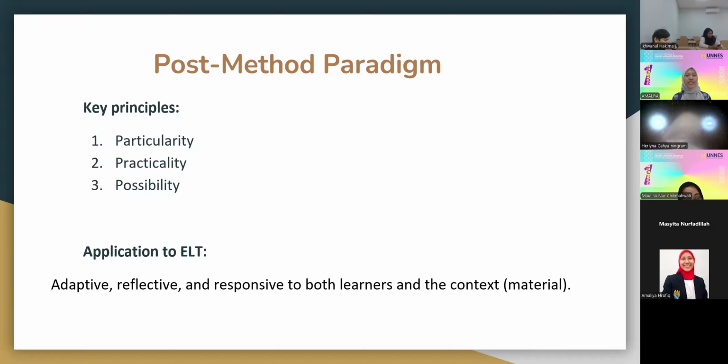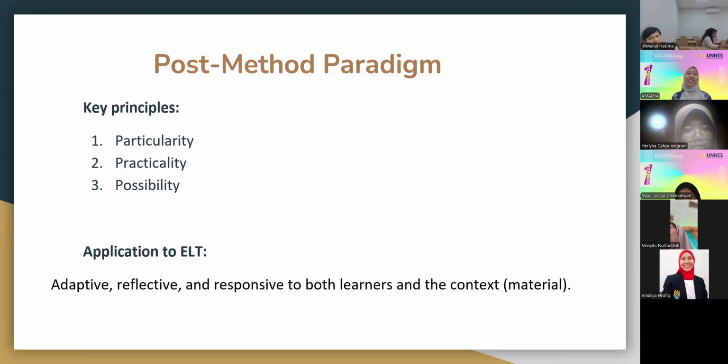And then the third is the possibility to recognize the socio-political condition and also the cultural dimension of the language, which means the theory and the materials will collaborate and unite with the student background. And then how about the application to ELT? In the past method paradigm, ELT was mostly an adaptive theory, reflective and also responsive to both the learner and the context material.